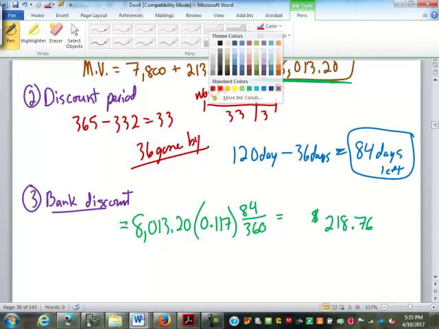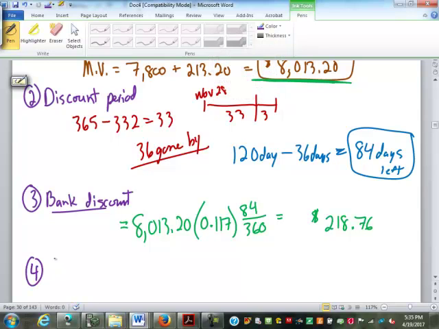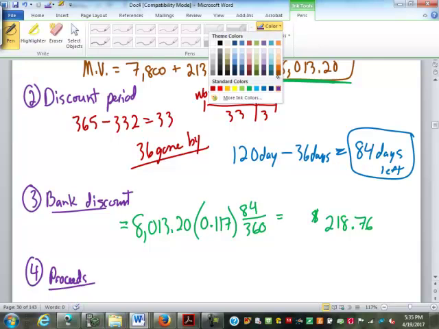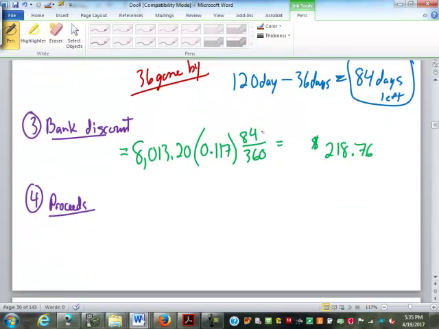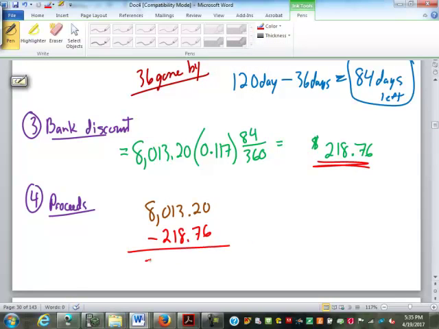So then the final step is to find Stacy's proceeds, which is going to be the maturity value of the original loan, or the face value of the discount note, the $8,013.20, minus that discount. So $7,794.44. Does that look right?